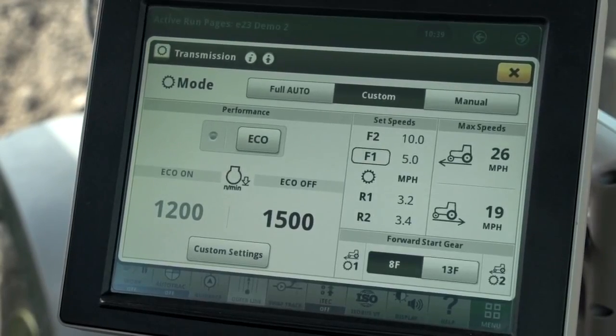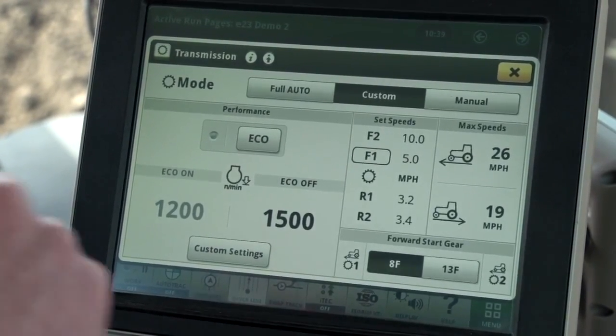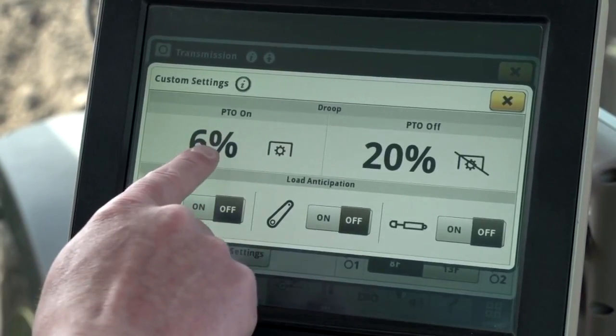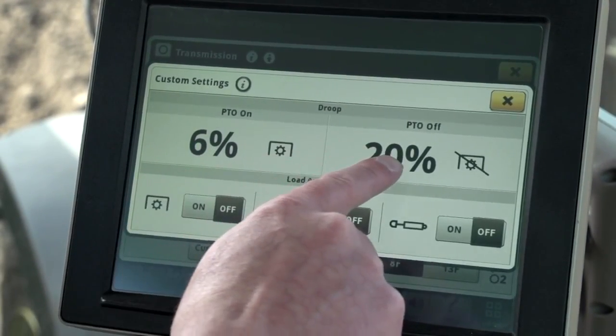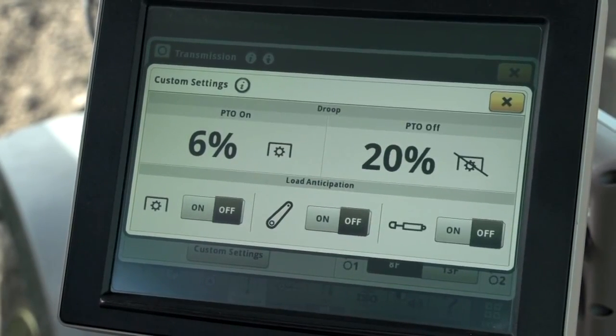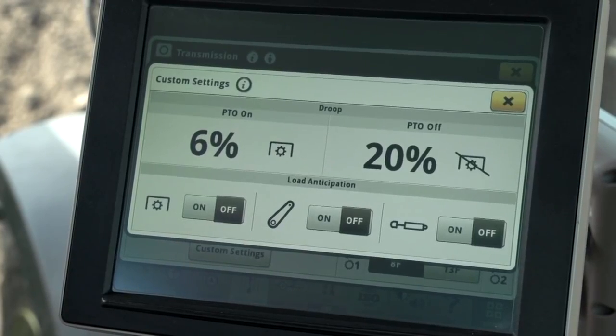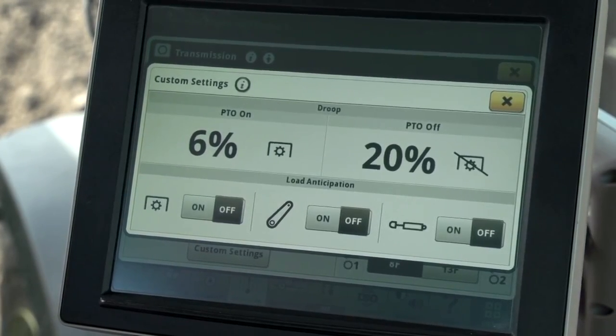At the top of the custom settings page, you can see we have two droop settings. One for when the PTO is on and one for when the PTO is off. You can see these settings are a percent instead of a specific engine speed setting. The reason why is because the droop setting is based on the maximum allowed engine speed.